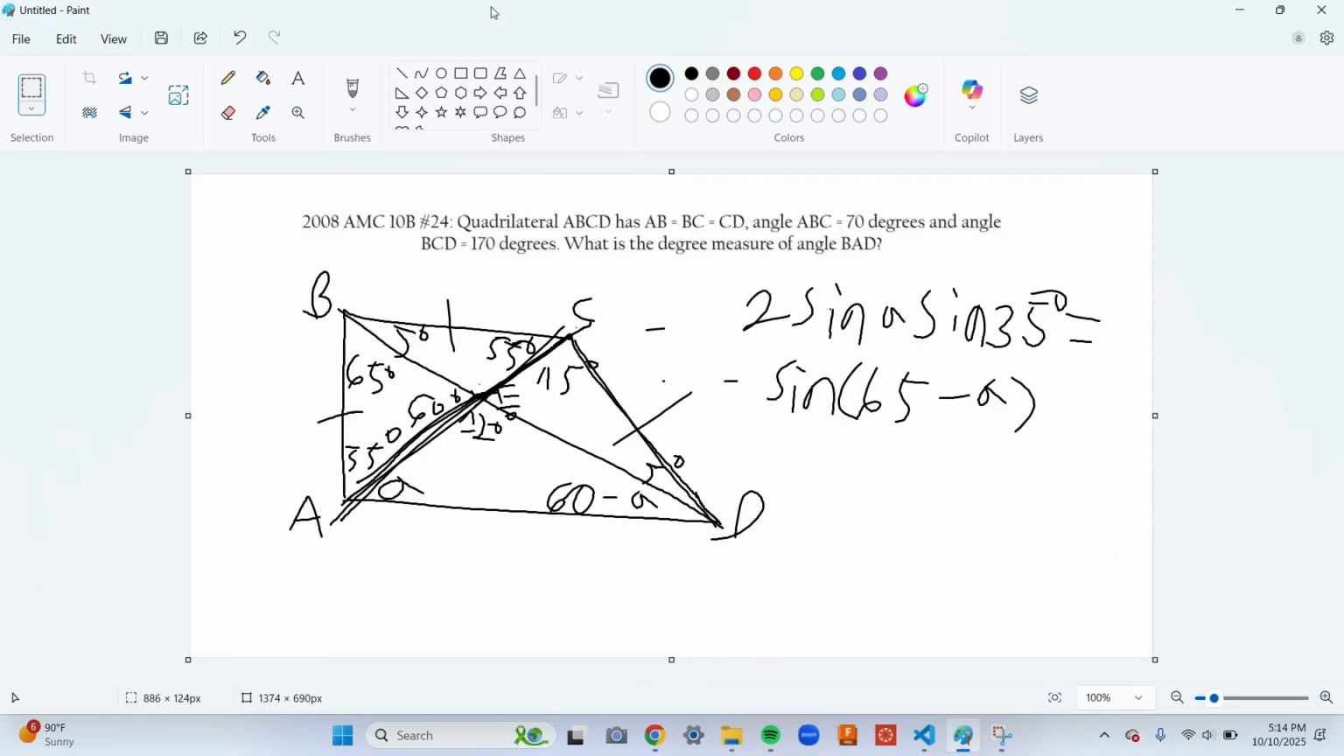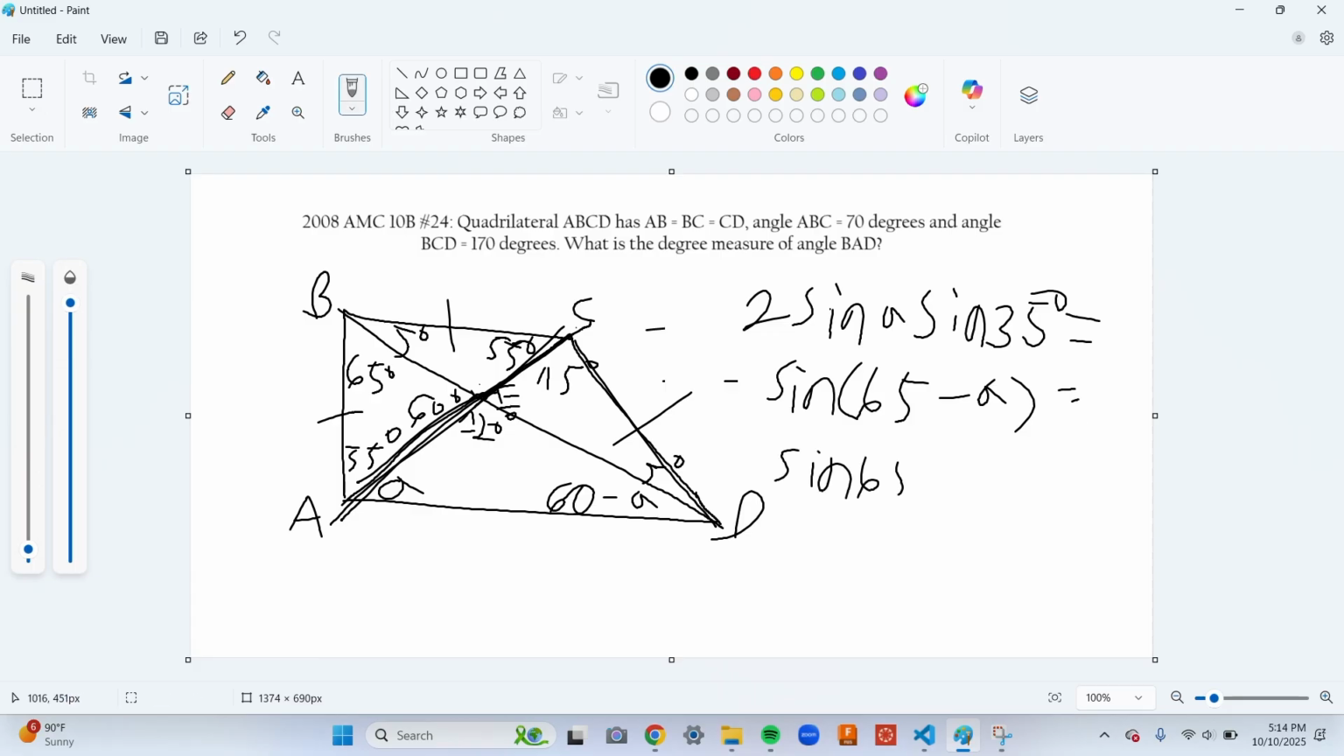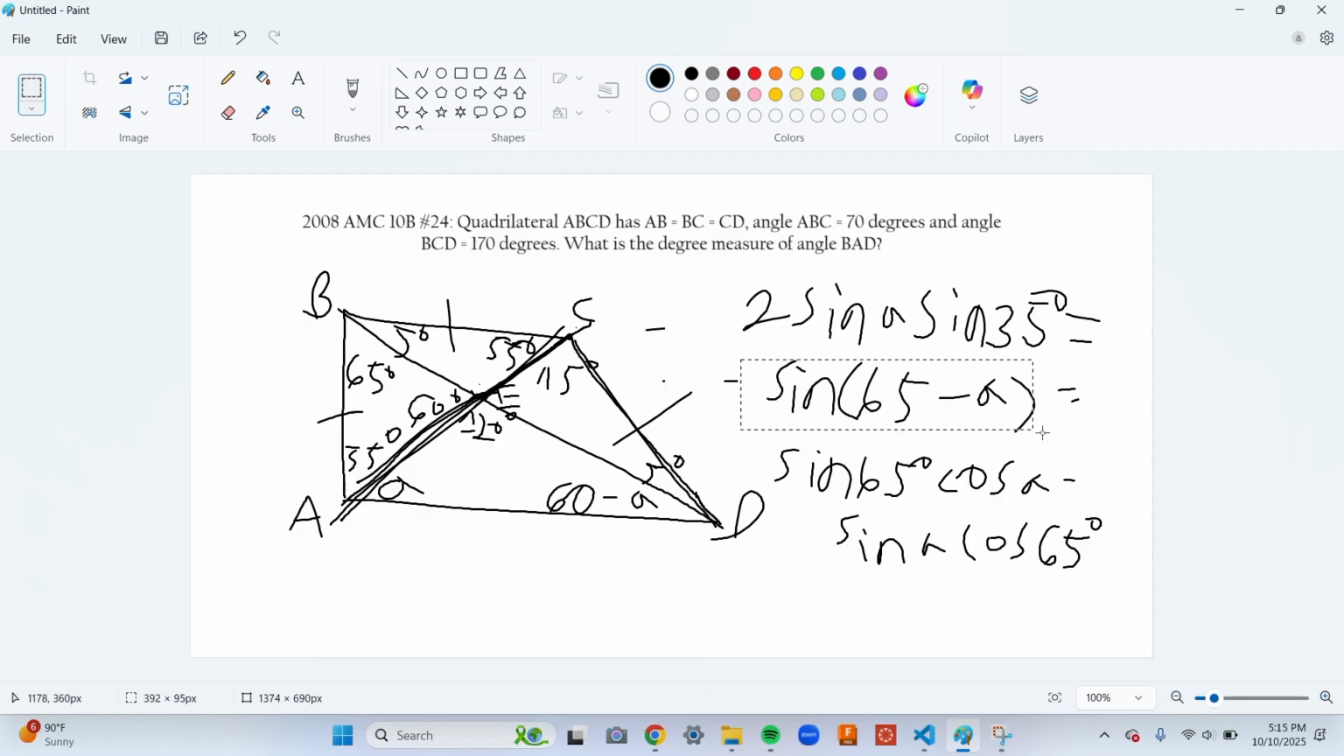Now let's expand sine 65 minus alpha, and then we'll divide by cosine of a to obtain the tangent. So sine of 65 minus alpha by the formula is going to be sine 65 degrees times cosine alpha minus sine of alpha cosine 65 degrees. Now let's divide both sides of the equation by cosine of alpha, because sine over cosine equals tangent. So 2 sine a sine 35 degrees equals sine 65 degrees cosine a minus sine a cosine 65 degrees.